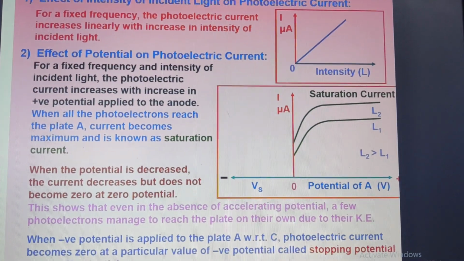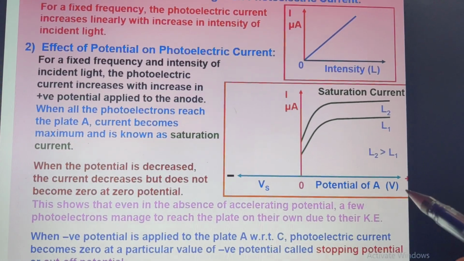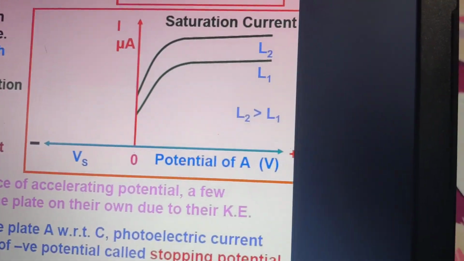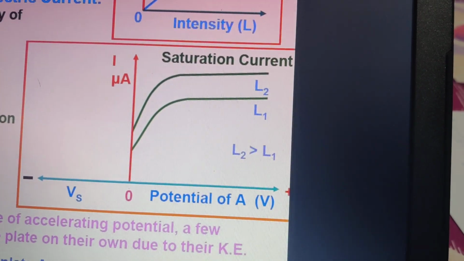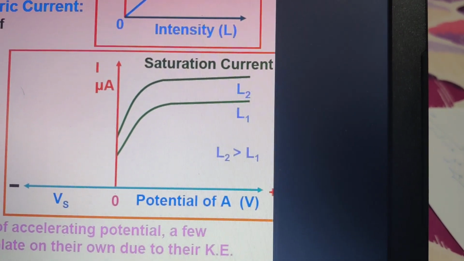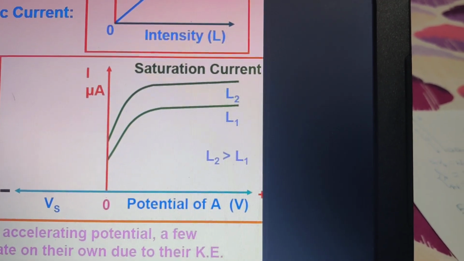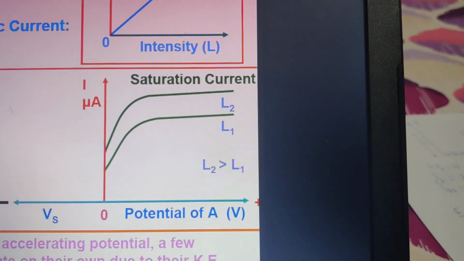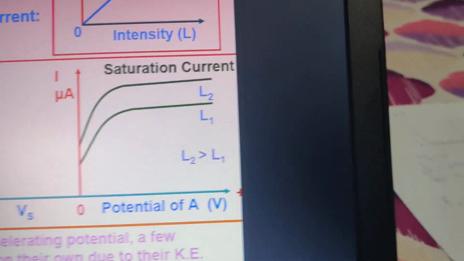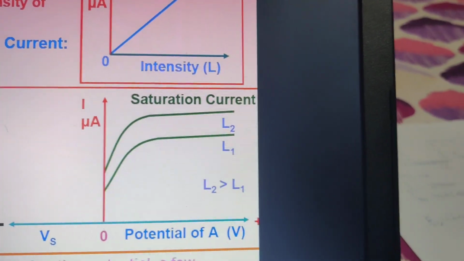Another important feature is the effect of the potential on the photoelectric current. For a fixed frequency and intensity of the incident light, the photoelectric current increases with increase in the positive potential applied to the anode. When all the photoelectrons can reach the plate A, the current becomes maximum, and it is known as the saturation current, as you see from this behavior.